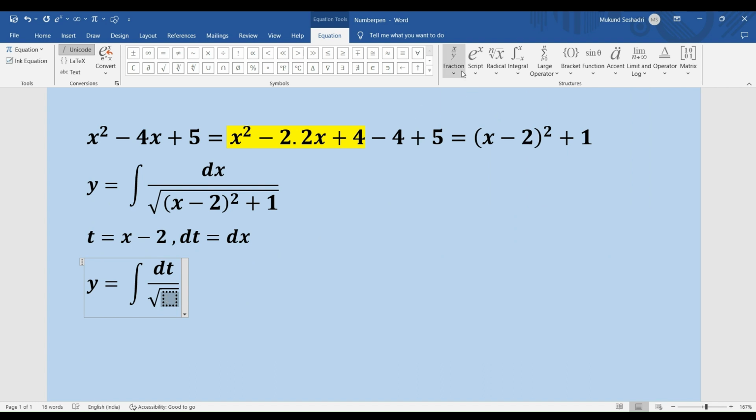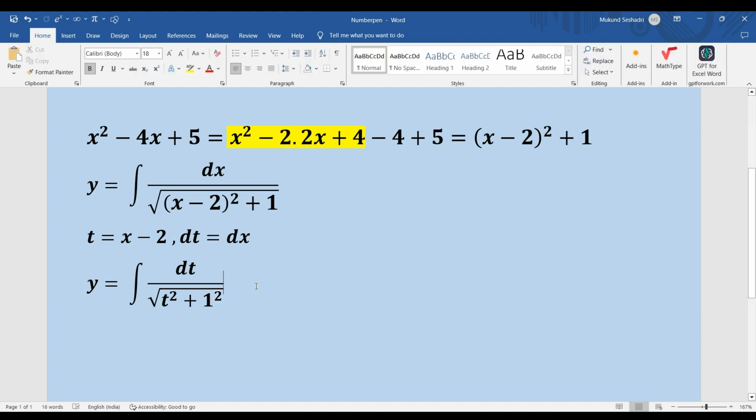My 1 is the same as 1 square, right? So I'm going to write this as t square plus 1 square. This is where I want you to connect it with one of the basic trigonometric identities that we are familiar with. We are familiar with sine square theta plus cos square theta equals 1, secant square theta minus tan square theta equals 1, and cosecant square theta minus cot square theta equals 1, right?